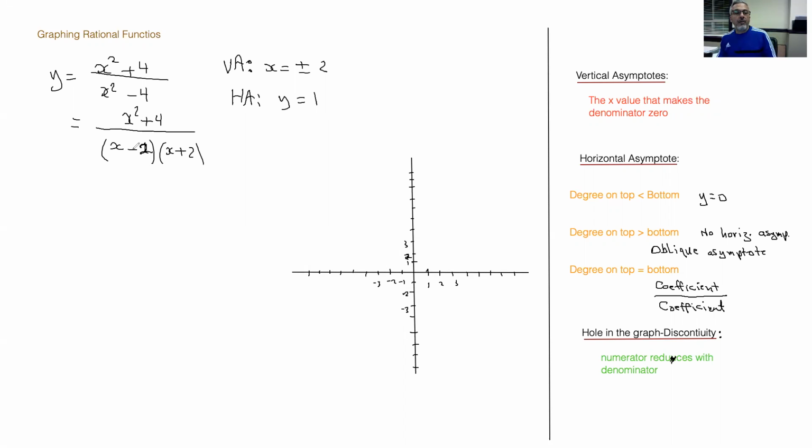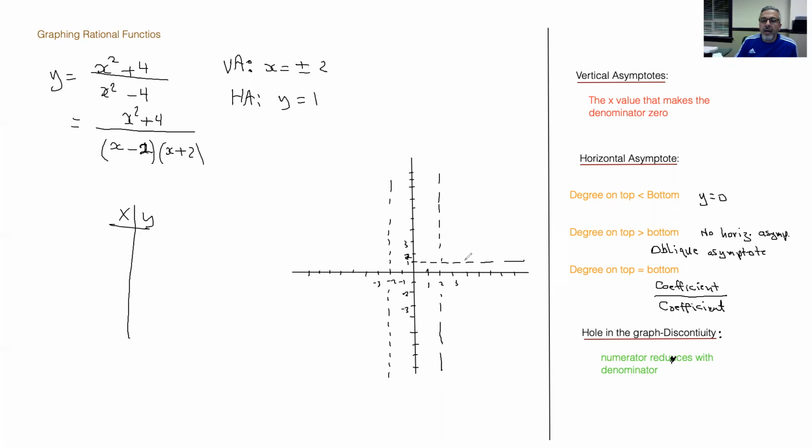Now my vertical asymptotes are at x equals 2, so we're going to have a vertical dotted line this way, and also at negative 2, so I'm going to have another vertical line that way. I'm going to do a table of values now, but before that, sorry, the horizontal asymptote is also at y equals 1, so I'm just going to put that as well, right there.